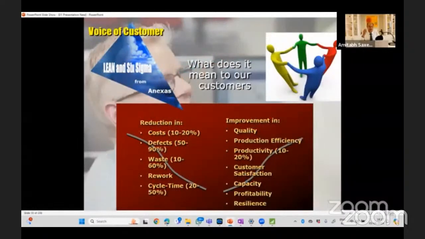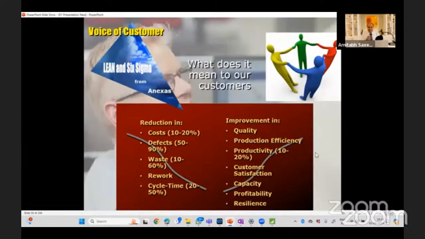I just talked about it. So Lean and Six Sigma will reduce the costs, reduce the defects, reduce the waste, reduce the rework, reduce the cycle time, and it will improve the quality, production efficiency, productivity, customer satisfaction, capacity, profitability, and resilience. So which CEO would not love a person who can achieve all these things? So Lean and Six Sigma, green belts and black belts are always loved by everyone.